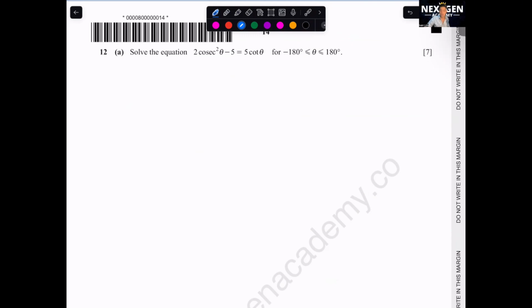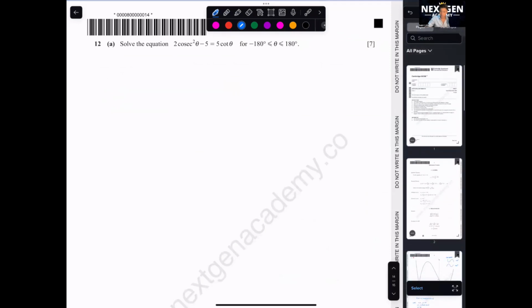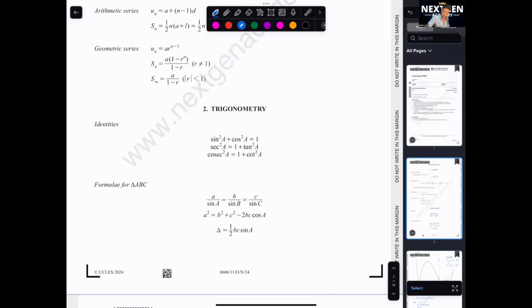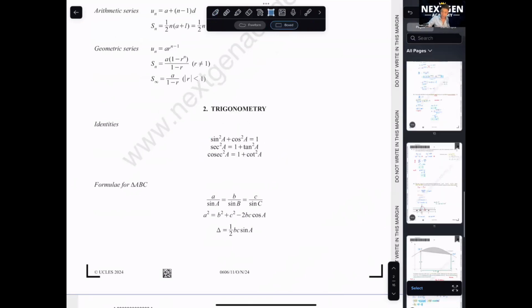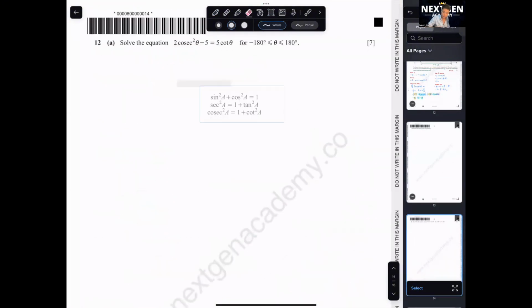Okay, cosec square, and then you got cotangent theta. For here, you need to simplify to one trigo first. So when you see a square in trigo, whenever you see a square, you all go over here, trigo identities, you copy it down. This is where you all need to refer to.